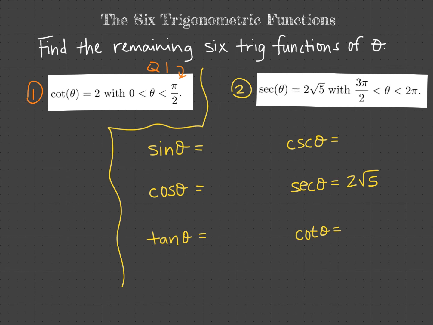In problem number 2, we're given the information that the secant of our angle theta is 2 root 5. We can also think of this as 2 root 5 over 1, since we like thinking about these as fractions.